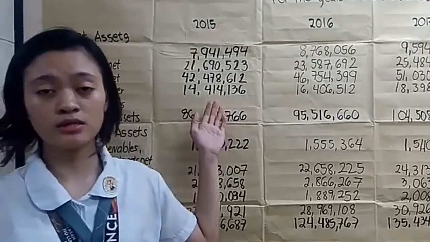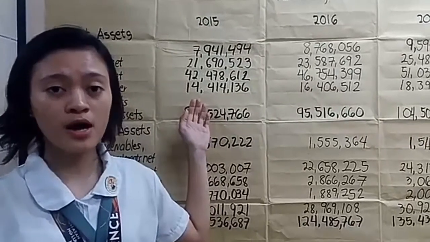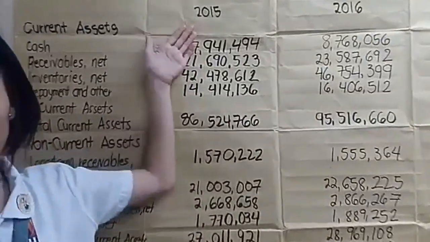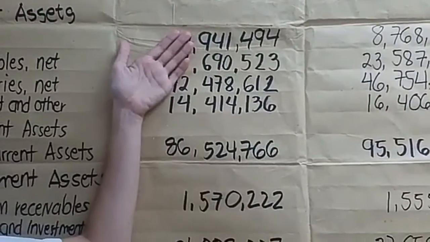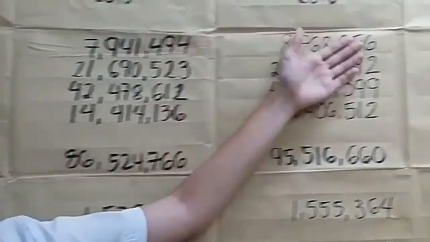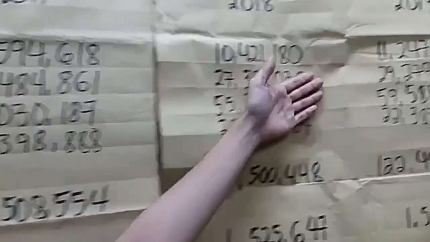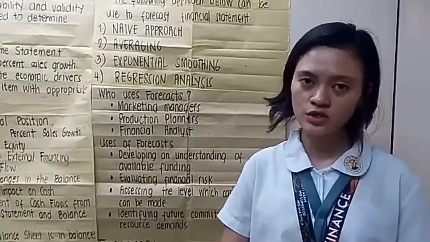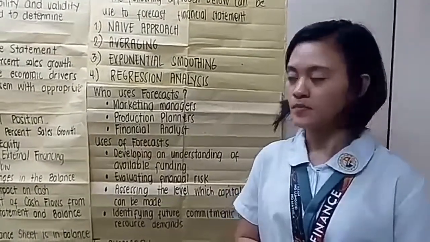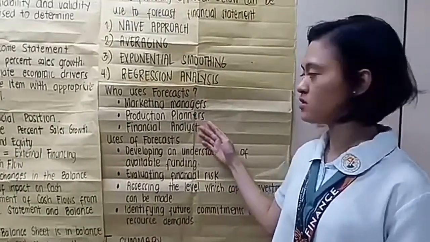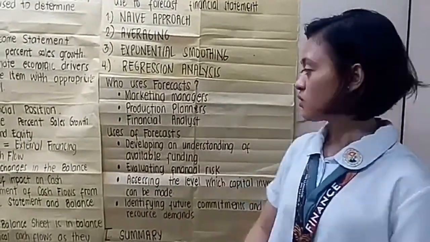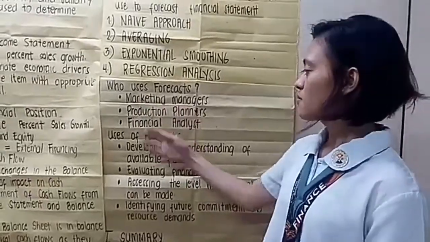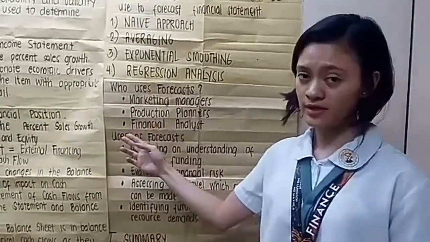According to Professor Kasurao, in presenting the statements, the accounting years run from the first year, in the left column, to the fifth year in the right column. In addition to forecasting, the following are those who use forecasts: the marketing managers, production planners, and also the financial analysts.